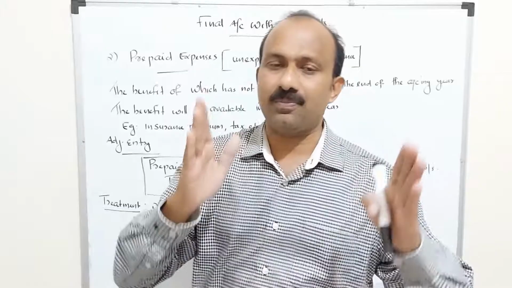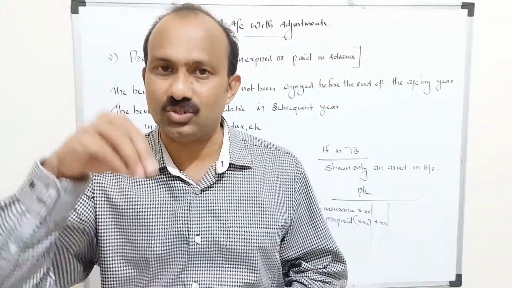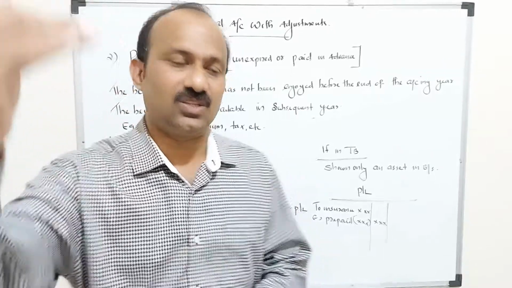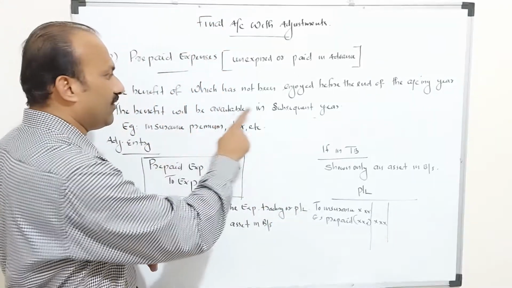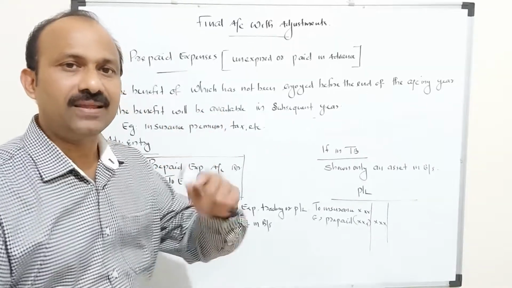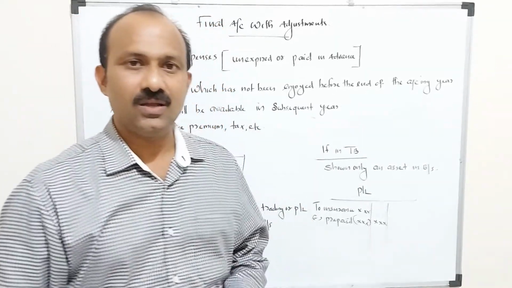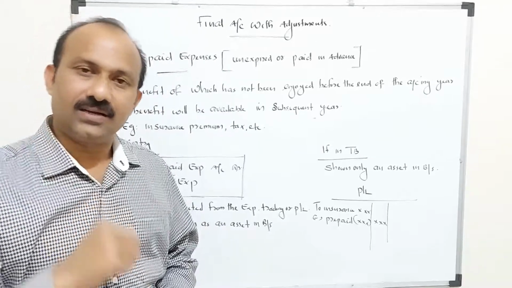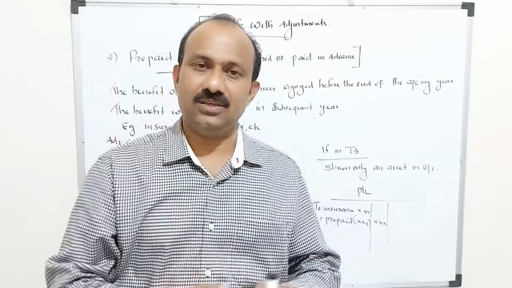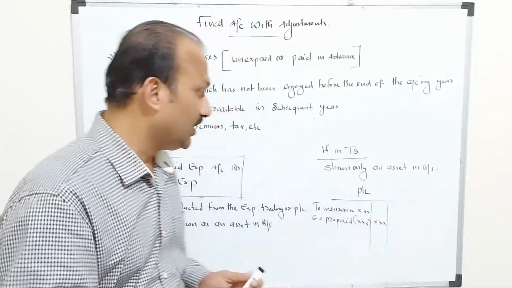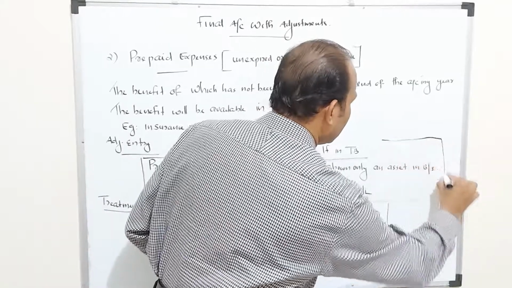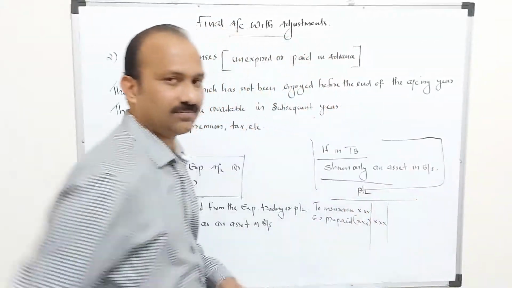The benefit of a particular expense is not enjoyed in that particular year. The benefit may be related to the next year also. The benefit will be available in subsequent years also. That type of expenses are known as paid in advance or unexpired. Whenever this item is in the trial balance, it will be shown only as an asset in the balance sheet. If it is shown in the trial balance, where is it shown? Only on the asset side of the balance sheet.